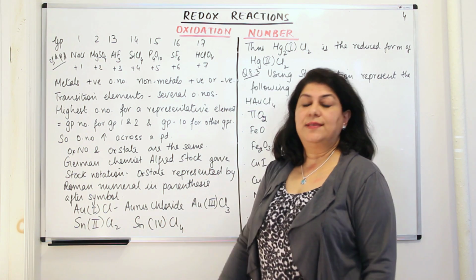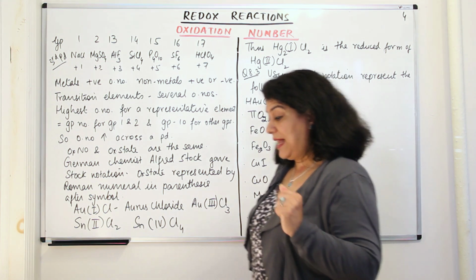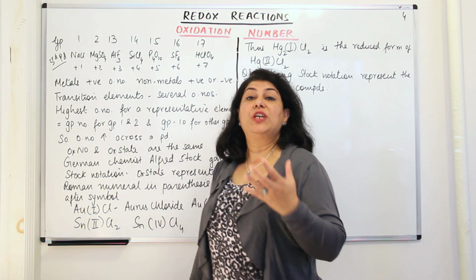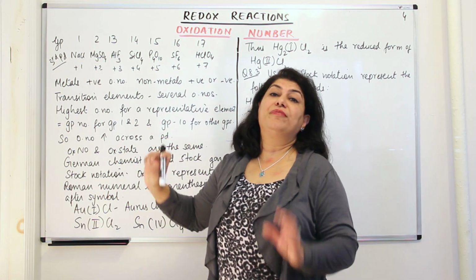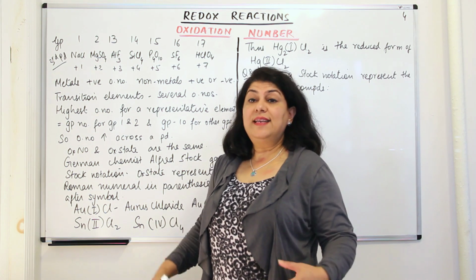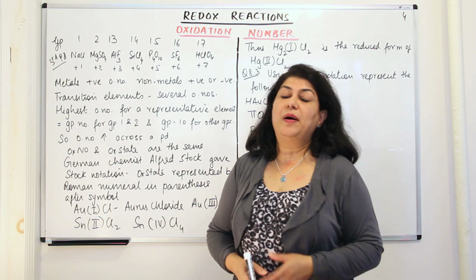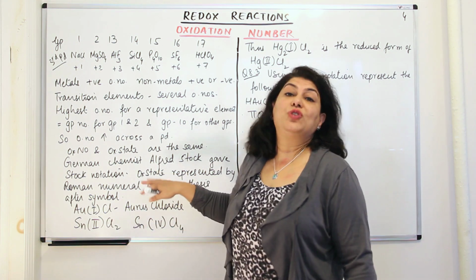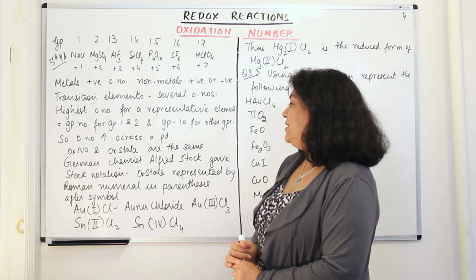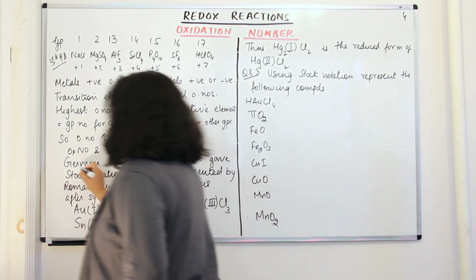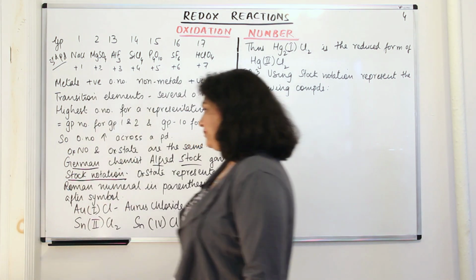There was a German scientist called Alfred Stock. He gave a notation, a way to represent the oxidation states of metals in compounds. This way of representing the oxidation state of metals in compounds is known as the Stock notation. So, German chemist Alfred Stock gave the Stock notation.